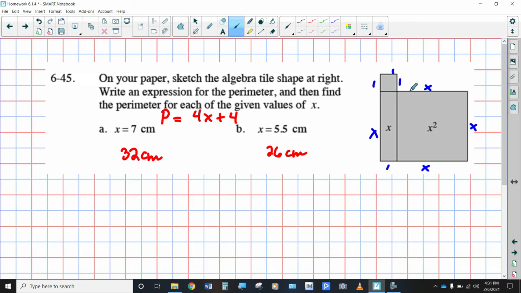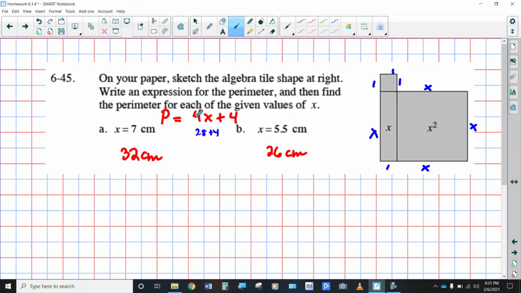Here's a perimeter problem, pretty straightforward. We don't have to worry about any subtracting or anything. So you got 4 x's and 4 1's. And so if you're going to find the perimeter for these values for x, you just plug them in here. 4 times 7 is 28, and 28 plus 4 is equal to 32.